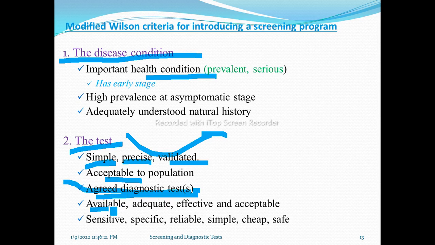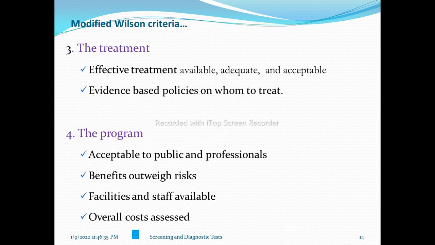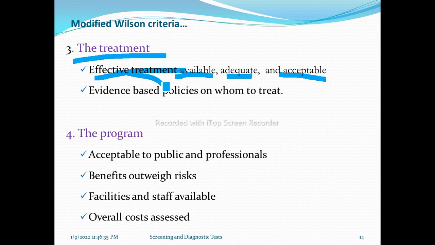So the test should be available, adequate, effective, acceptable. So it should be sensitive, specific, reliable, simple, cheap, and safe. So the test to be applied should fulfill all these criteria. The third one is treatment. When we see the treatment, it should be effective treatment. The treatment is easily available, adequate, acceptable, and also it should be effective treatment.